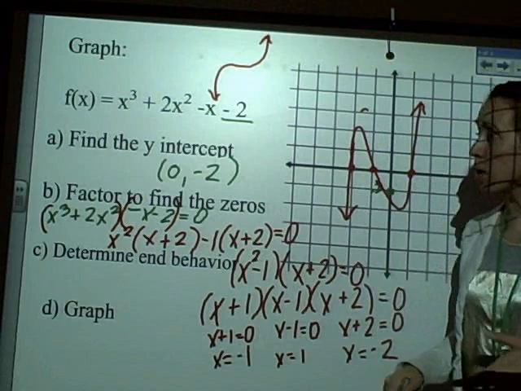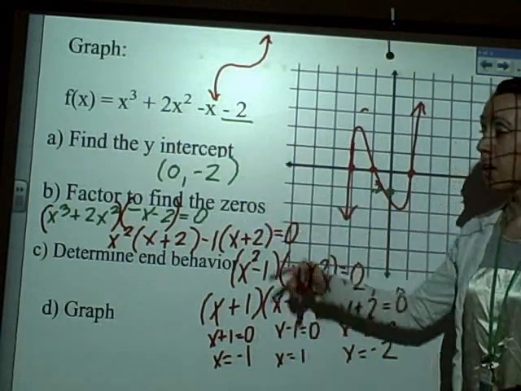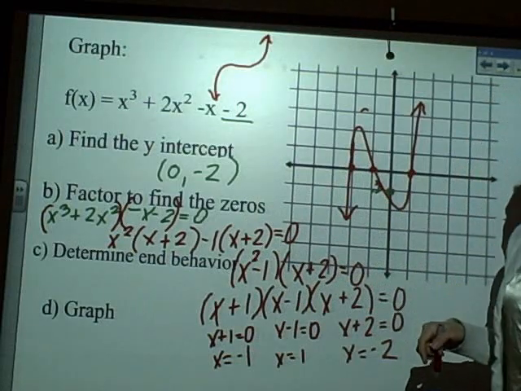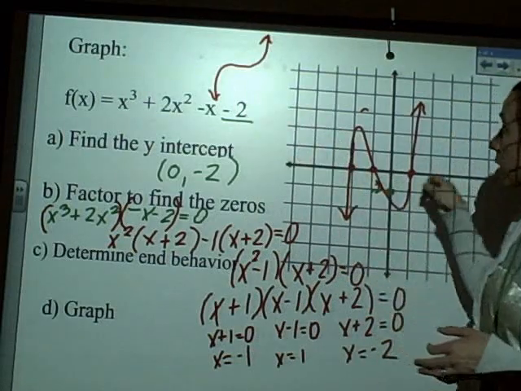Okay, so it really helps being able to find the intercept, the zeros, and knowing what your graph is going to look like. All of your graphs, guys, are going to look either like this or more curvy like this.